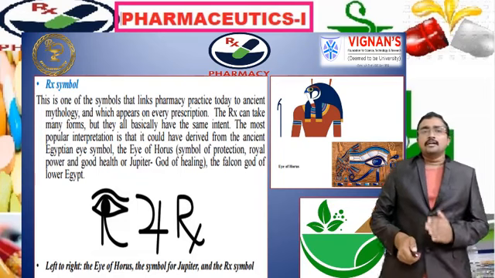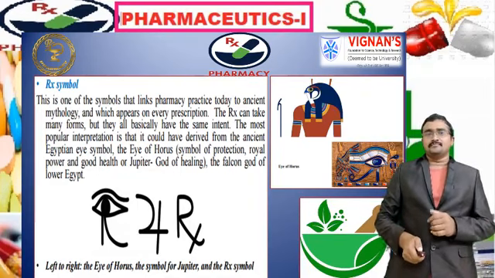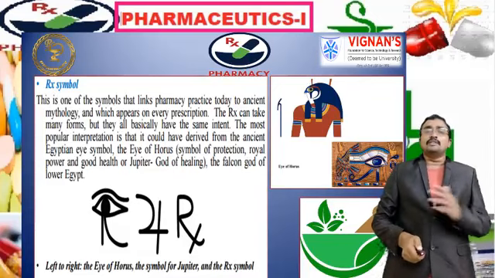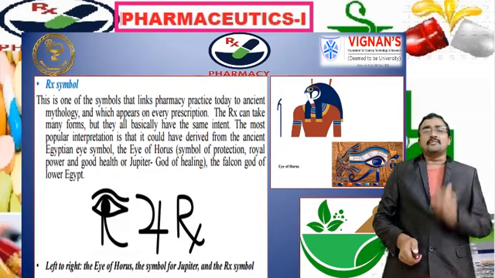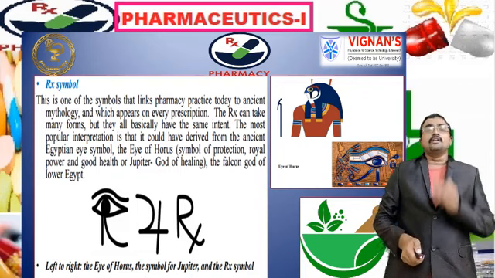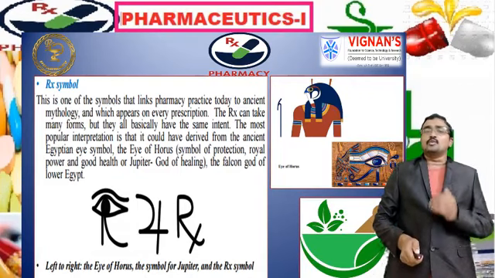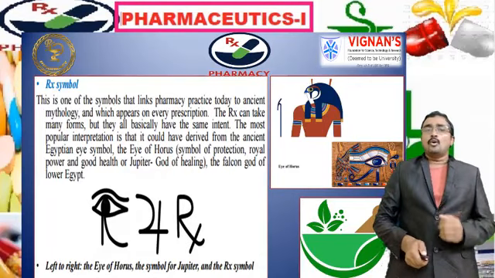The most popular interpretation is that it could be derived from the ancient Egyptian eye. It is an Egyptian eye symbol. From the Egyptian eye symbol, this Rx came. So what is the meaning of that Egyptian eye? It is a symbol of protection, royal power and good health, or Jupiter. Jupiter means the god of healing. So these are the meanings involved in the Rx symbol.